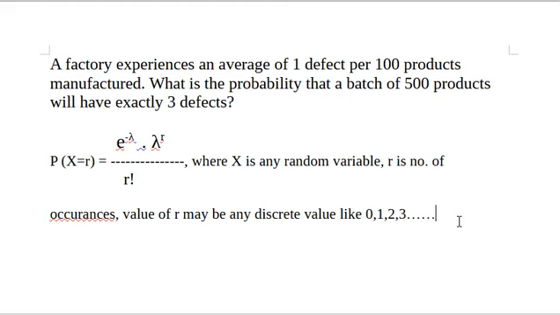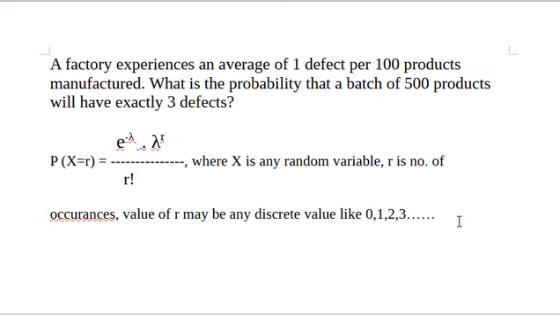We will put in the values. Now in Poisson distribution the mean is always lambda. Lambda is actually the mean. So what is the value of lambda? The value of lambda will be the mean. The mean will be given in the problem, otherwise we need to find it from the problem. So here it is one defect per 100 products. Now what is the probability for a batch of 500 products? So for the batch of 500 products, I need to find lambda.